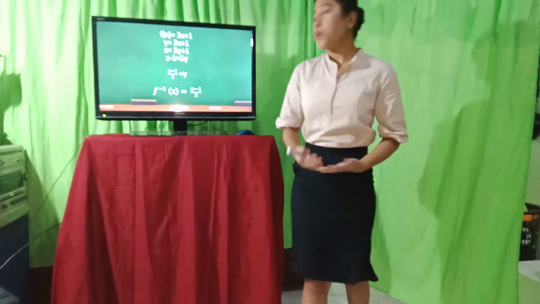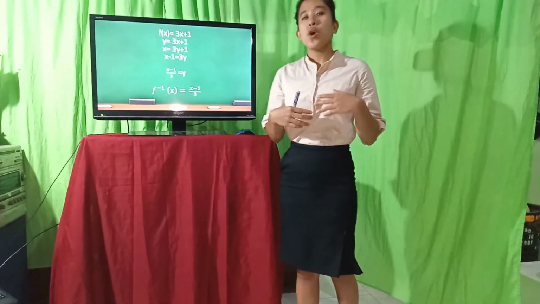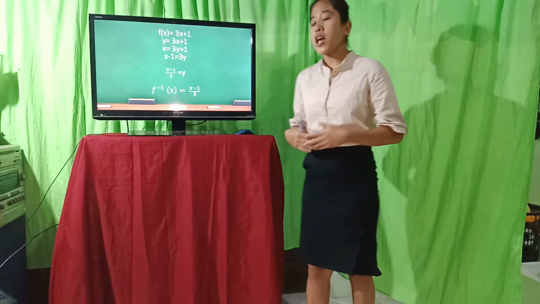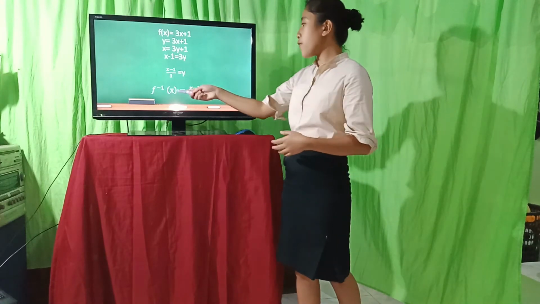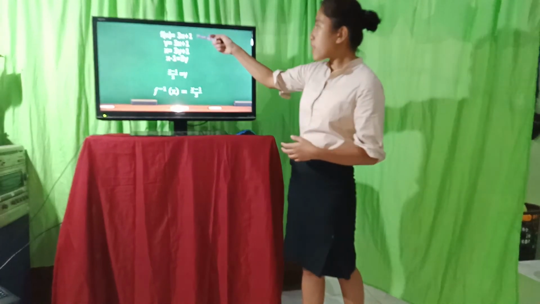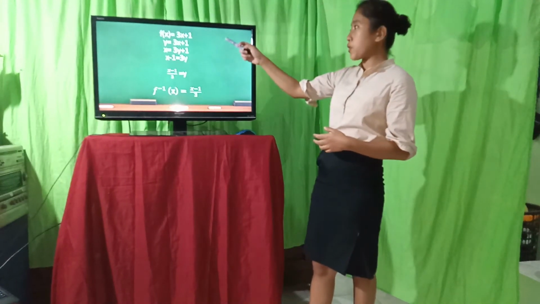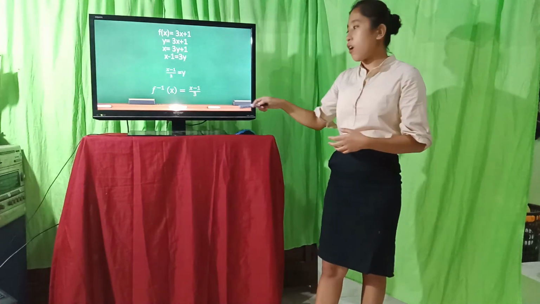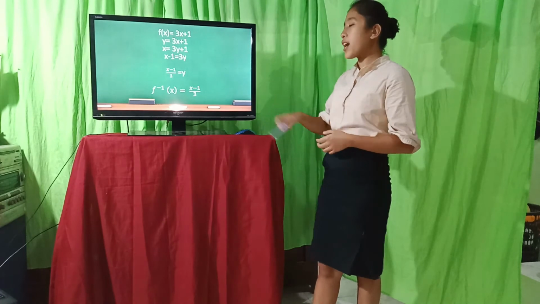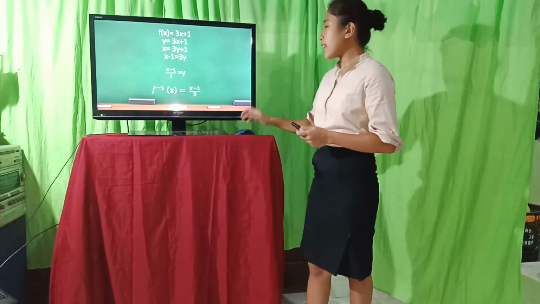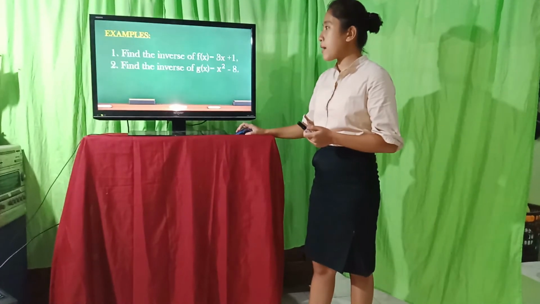And then the last step, we rewrite the new y as the inverse of x. So the inverse of x is equal to x minus 1 over 3. So the inverse of the function f of x equals 3x plus 1 will be x minus 1 over 3. Did you understand? Okay, so kindly do this second example.